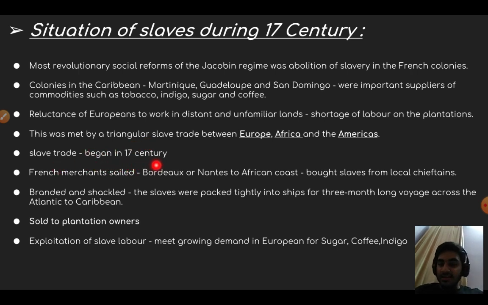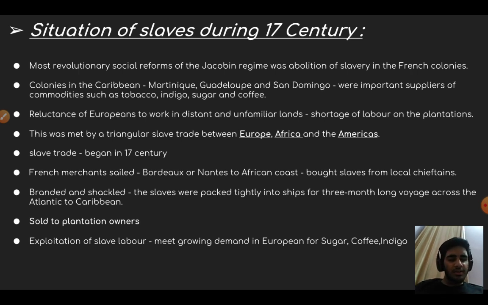The slave trade began in the 17th century. Now, how did this slave trade work? The French merchants sailed from Bordeaux to the African coast and bought slaves from local chieftains there. The slaves were packed tightly into ships for a long voyage across the Atlantic. When the French merchants bought the slaves from the local chieftains, they packed them tightly in the ships, the way we pack goods.